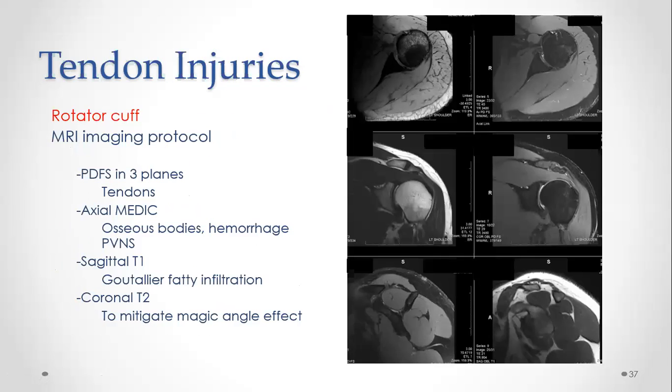I chose the shoulder joint for the tendons because, as I mentioned earlier, the rotator cuff tendons are the major primary stabilizers of the shoulder joint. This is our shoulder MRI protocol at our institute. We use PDFS in 3 planes. We use coronal T2 to mitigate the magic angle effect. We have sagittal T1. This is to quantify muscle atrophy and fatty infiltration.